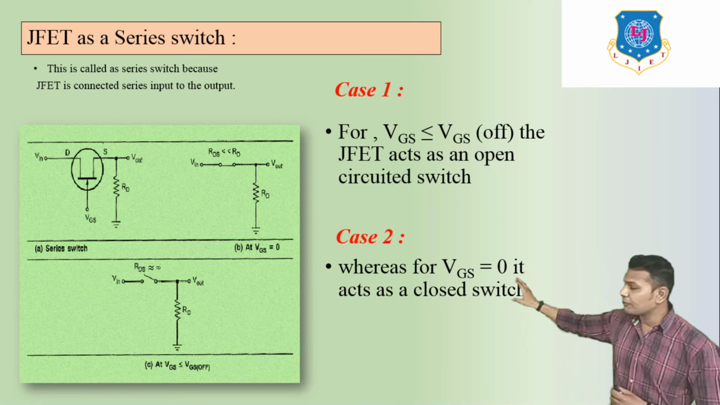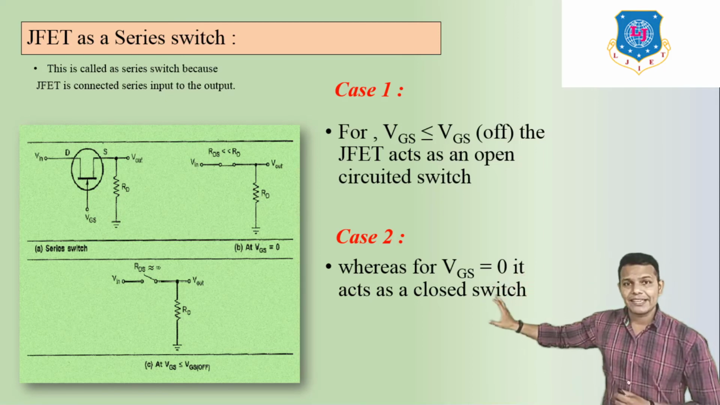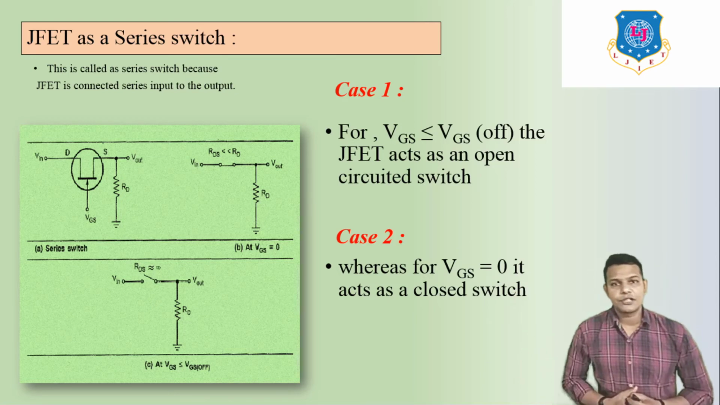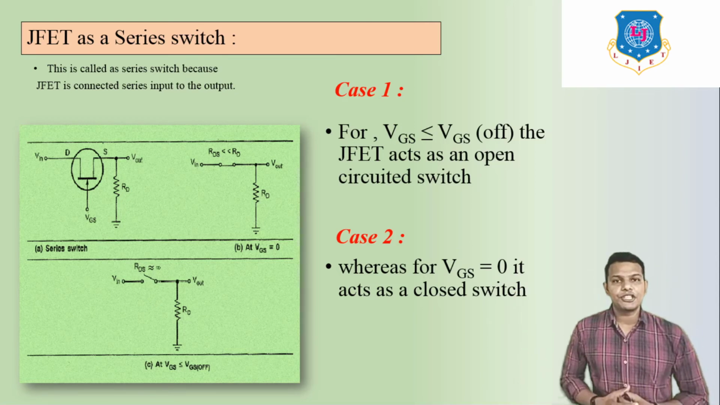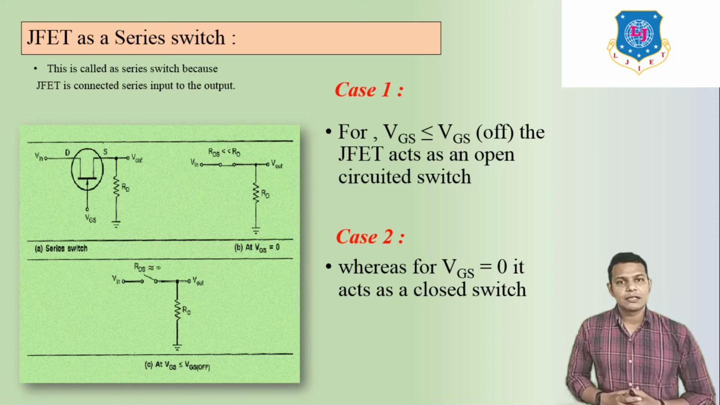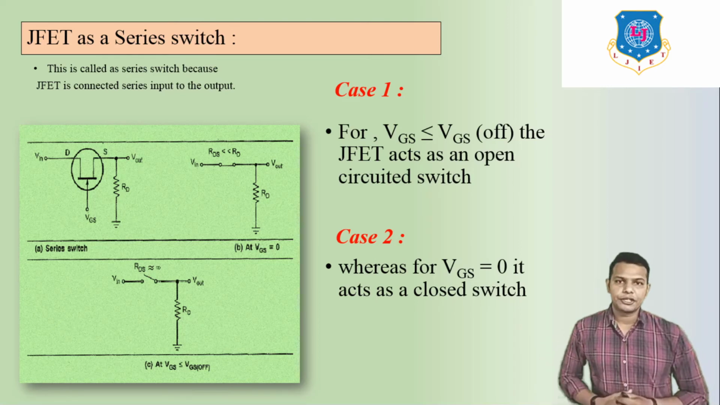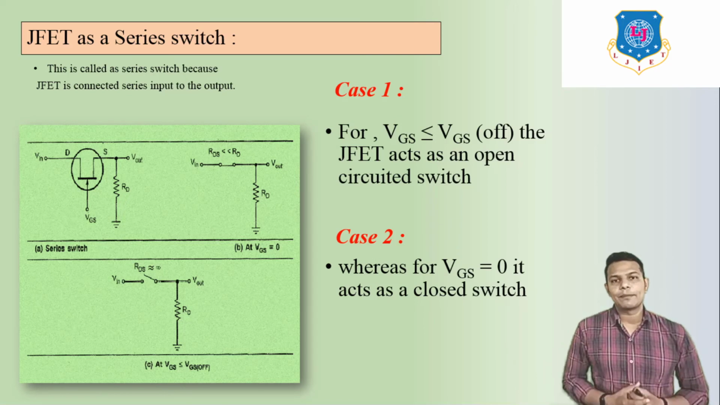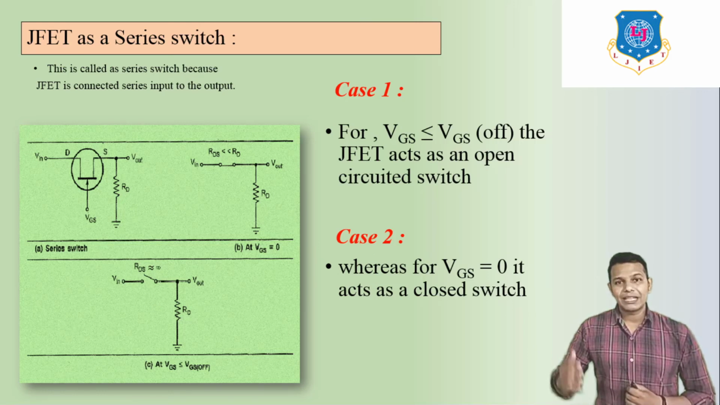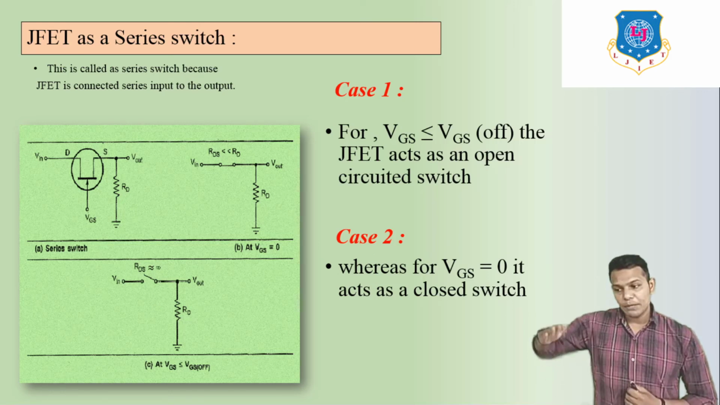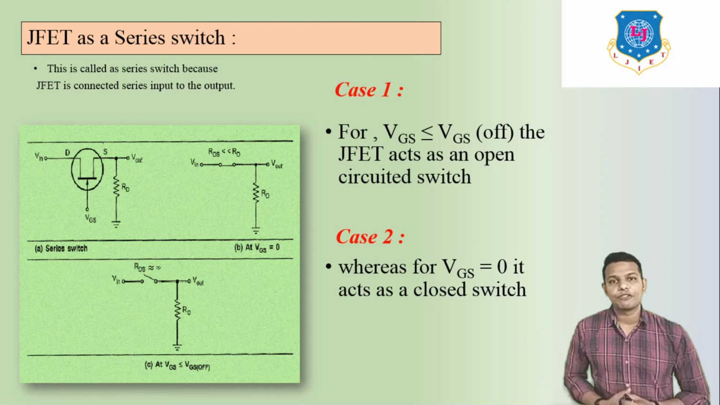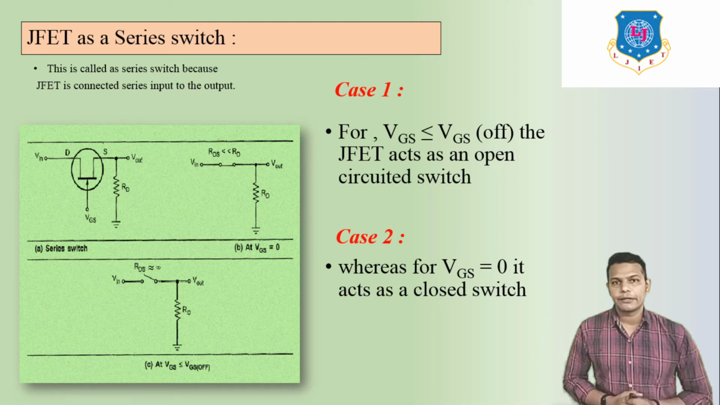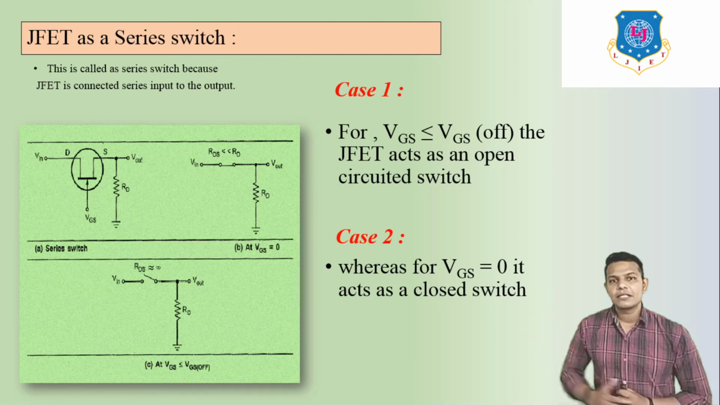For case number 1, as we discussed in shunt, VGS less than or equal to VGS off, the JFET acts as an open switch. There is no change between series and shunt, so it becomes an open switch. Remember, VGS off means it is below the cutoff region. If your input is more negative, it is below the cutoff region, and below the cutoff region there is no flow of current. So it is open circuited.